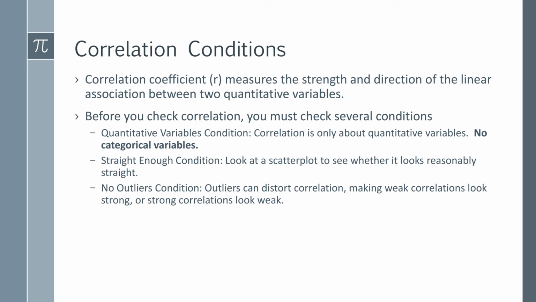The no outliers condition. The outliers can distort correlation, and they can make strong correlations look weak or weak correlations look strong. So check your scatter plot for outliers as well.